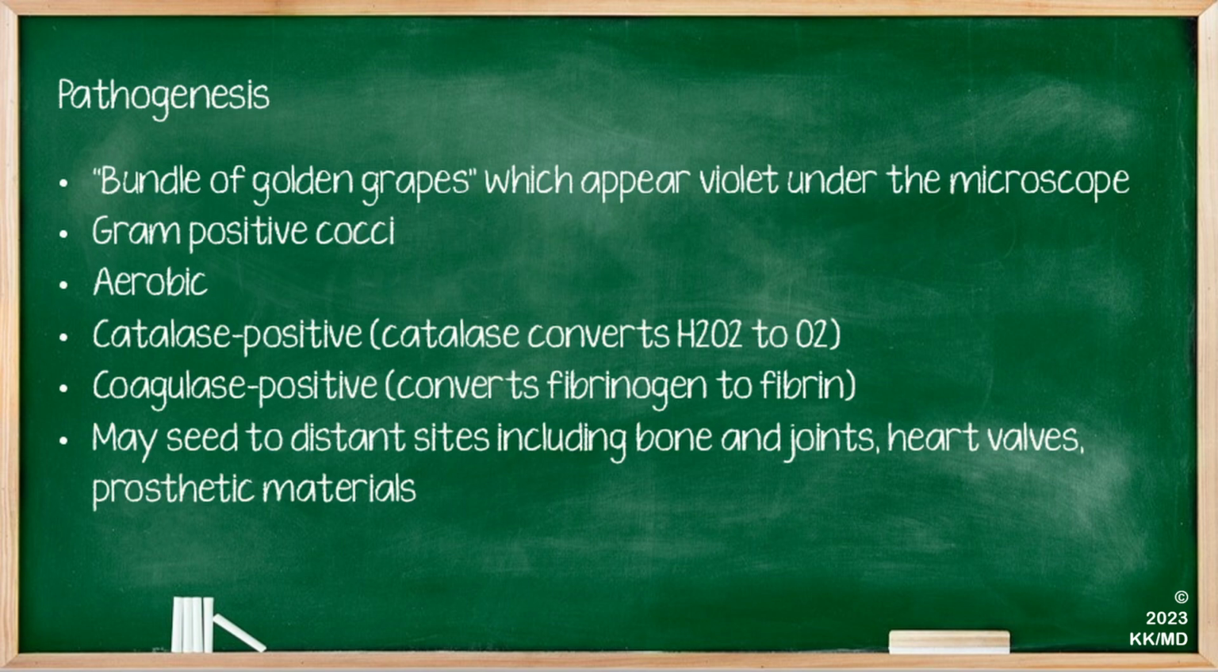Staphylococcus aureus can look like a bundle of golden grapes under the microscope, which appear violet. And this is because they are gram-positive cocci, and the bundle of golden grapes is in fact where its name is derived from. They are aerobic bacteria, and they are also catalase positive and coagulase positive. Staphylococcus aureus may seed to distant sites, including bone and joints, the heart valves, and prosthetic materials.